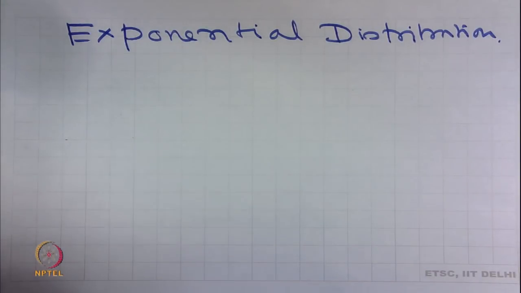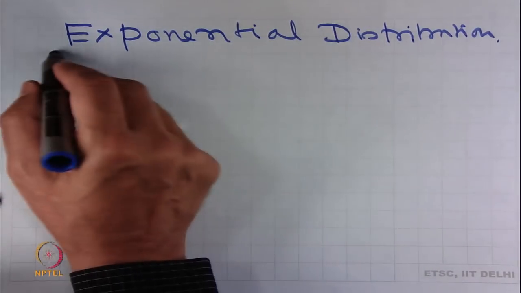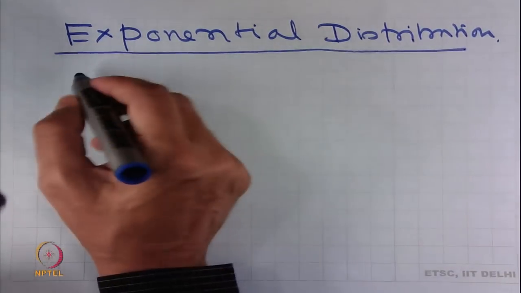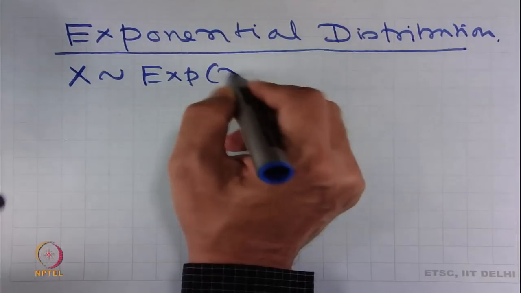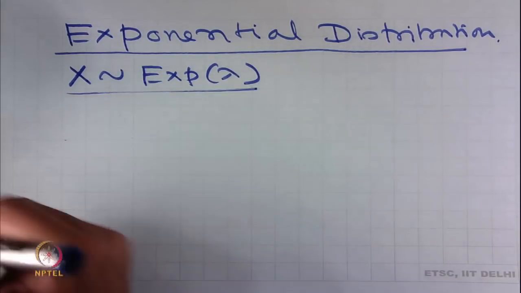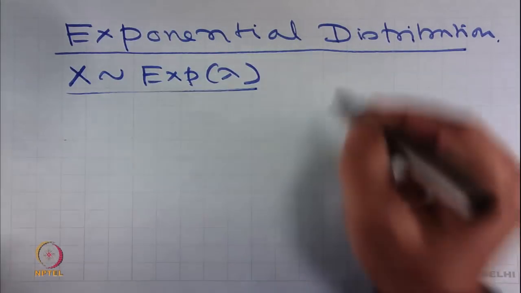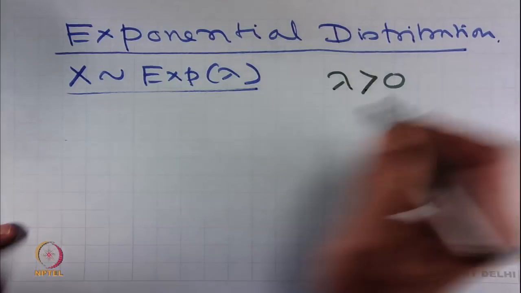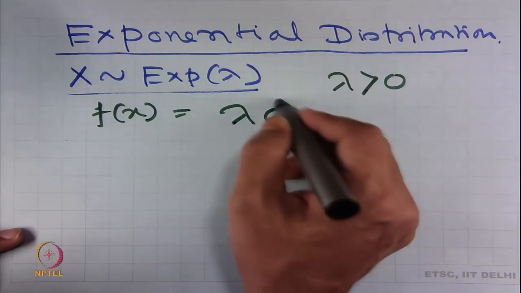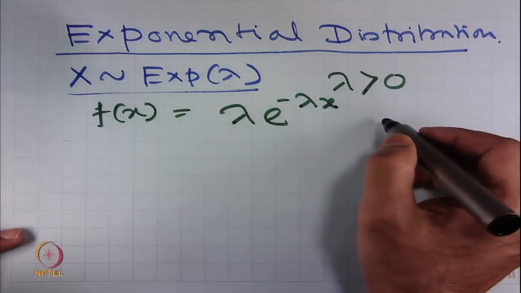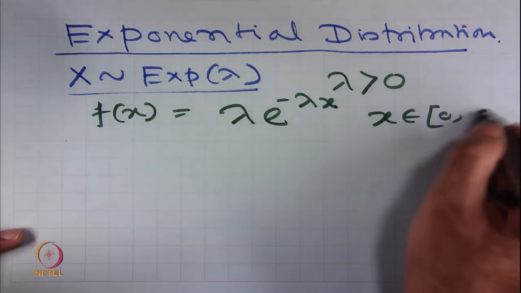This is also used for modeling some arrival, where lambda is typically the arrival rate. So, if x is a random variable which is following exponential distribution with parameter lambda, where lambda is greater than 0, then f of x is equal to lambda e to the power minus lambda x for x belonging to 0 to infinity.